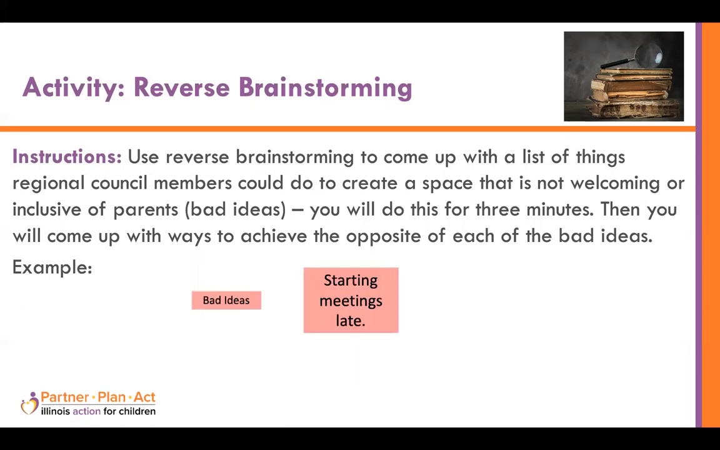One bad idea or non-inclusive practice would be starting meetings late. Another bad idea is not having translation or translated materials. You're going to list all the bad ideas for 3 minutes, and then after the 3 minutes are up, you're going to create the opposite or good ideas for each bad idea.